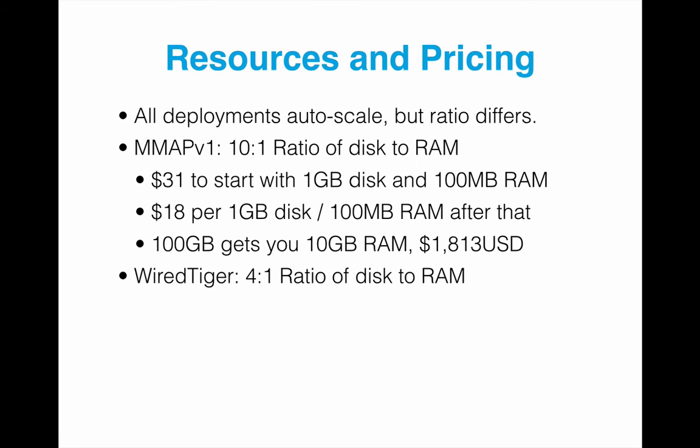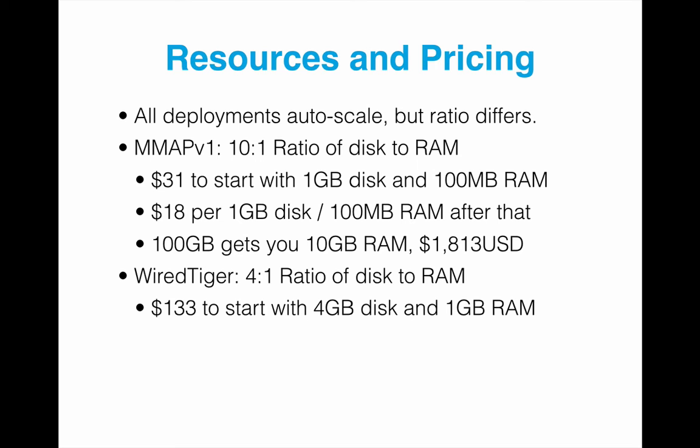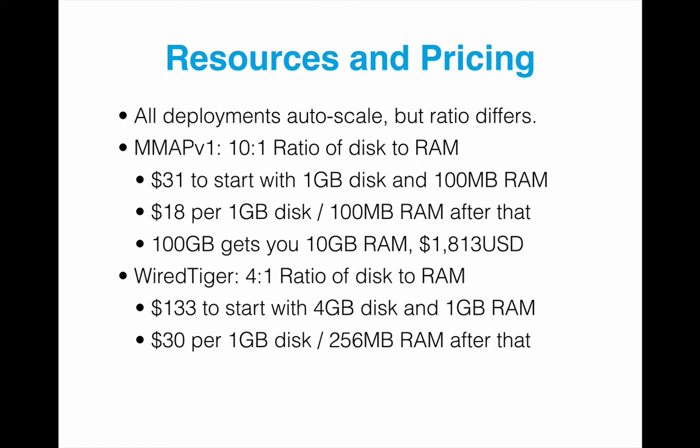With WiredTiger, it's a little bit more resource intensive, thus we work with a 4:1 ratio. We start you off with 4 gigabytes of pre-allocated space on disk and 1 gigabyte of RAM. That's $133 a month. There's the 4:1 ratio, 4 gigs of disk, 1 gig of RAM. After that initial start to your deployment, each additional gigabyte is $30, and you get 256 megs of additional RAM. As an example, if you have a 100 gigabyte deployment, you'll have 25 gigs of RAM, and it'll cost you roughly $3,000 US a month.